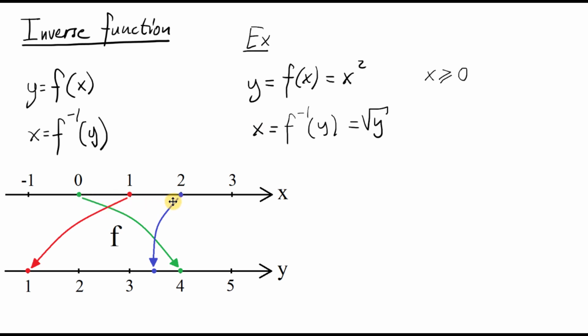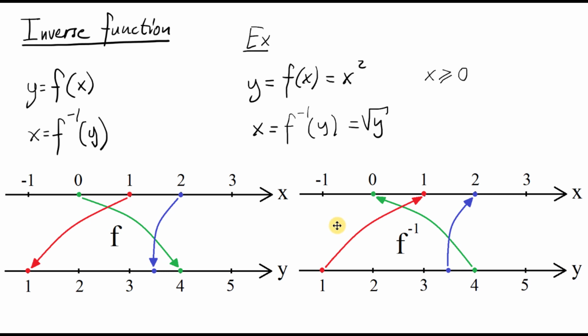Let's take another function as an example. Let's say instead you have this function, and this function is just defined for three numbers, 0, 1, and 2. So you see for 0 it gives 4, for 1 it gives 1, for 2 it gives 3.5. Then the inverse function of this one is this one. So you just reverse the arrows.